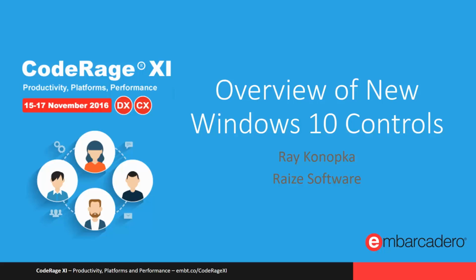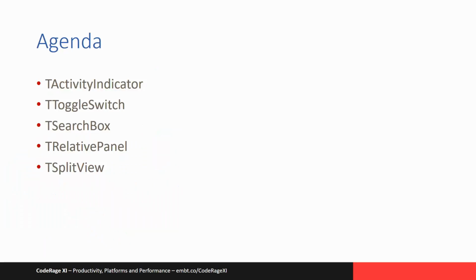My name is Ray Konopka with Raize Software, and today we're going to go over the new Windows 10 controls that are available in Rad Studio. Specifically, I'm going to focus on the 5 controls that were introduced in Seattle. So if you have Rad Studio Seattle or Rad Studio Berlin, you have these new 5 controls that have been inspired by Windows 10. It's important to note that these controls are native VCL controls.